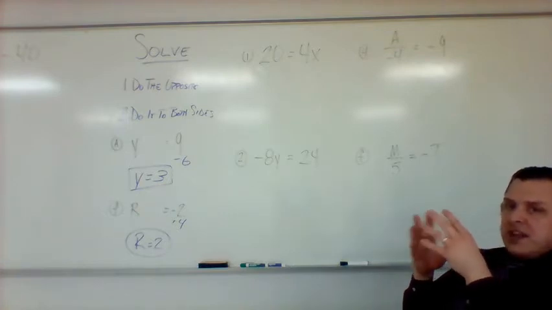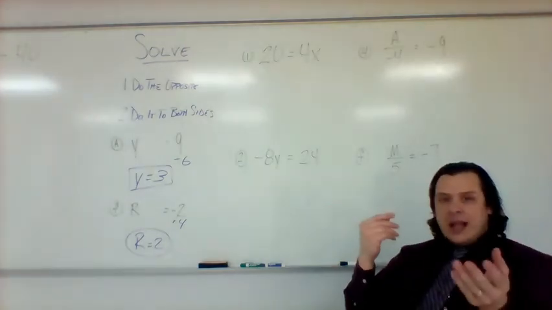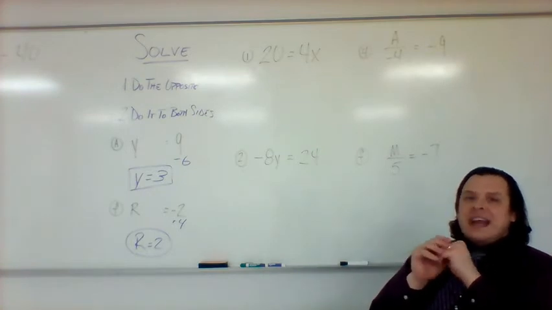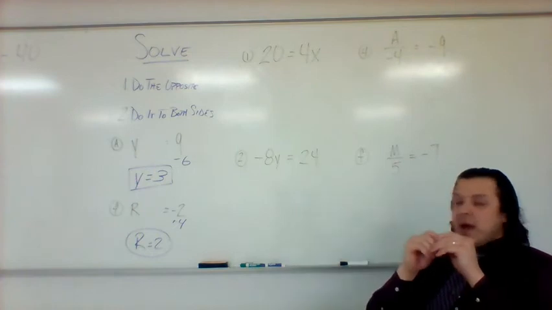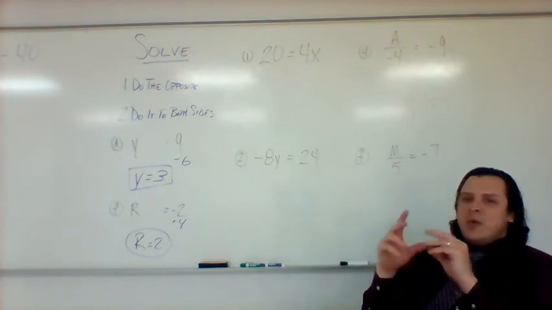Hopefully you noticed the difference was that the first four problems we were adding or subtracting, but with these we are multiplying or dividing, right? So we're going to do something slightly different. We're still going to do the opposite, and we're still going to do it to both sides. We just have to be cautious about what we see.